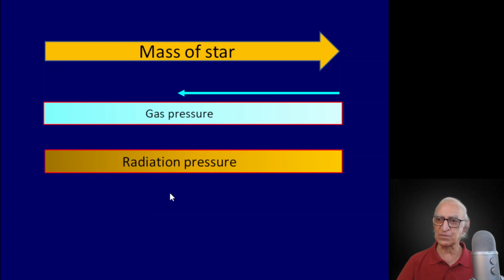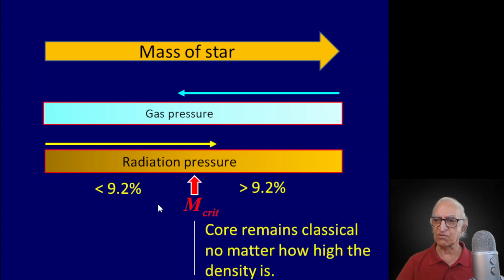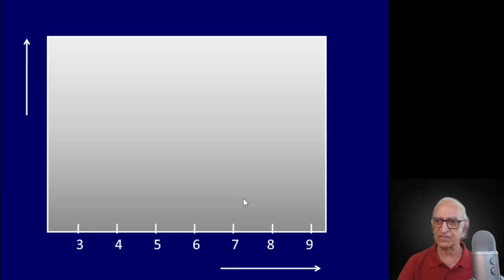We said that gas pressure is more important in low mass stars, radiation pressure is more important in more massive stars. There is a critical mass below which the radiation pressure is less than 9.2%, and therefore if I compress this gas at some stage or other, it will become degenerate or quantum mechanical. On the other hand, for all stars with mass greater than a certain critical mass, radiation pressure will always be greater than 9.2% of the total pressure, and the core will remain classical no matter how high the density will be. So one picture is worth 10,000 words.